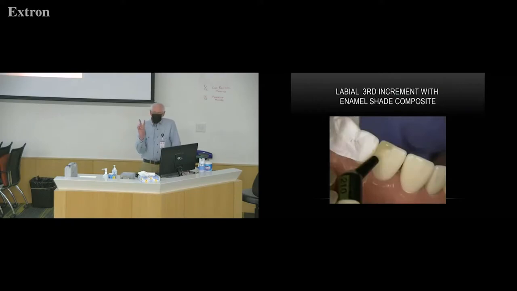So that's increment number two, and then the third increment, we're going to finish the whole thing off, and that's what we're going to do now. And in this case, because we used a Denton shade on the first increment, and that blocks light, if we want to, we can use an enamel shade here and blend it in with the enamel. So it makes it look very lifelike. But I don't know if we have all these shades. I have a feeling that you're going to probably be just using one shade.